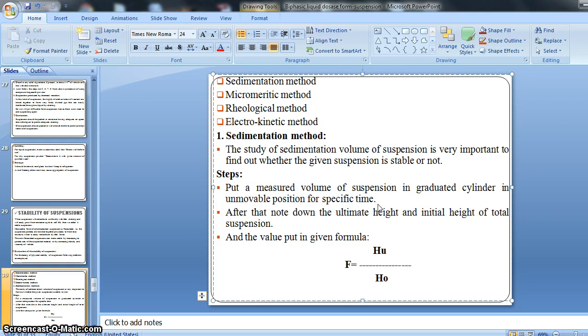Then after keeping it in an unmovable or constant position for a specific period of time, like 10 to 15 minutes, after that we will see that the suspension has settled down, right? Settled down up to its specific position, right?